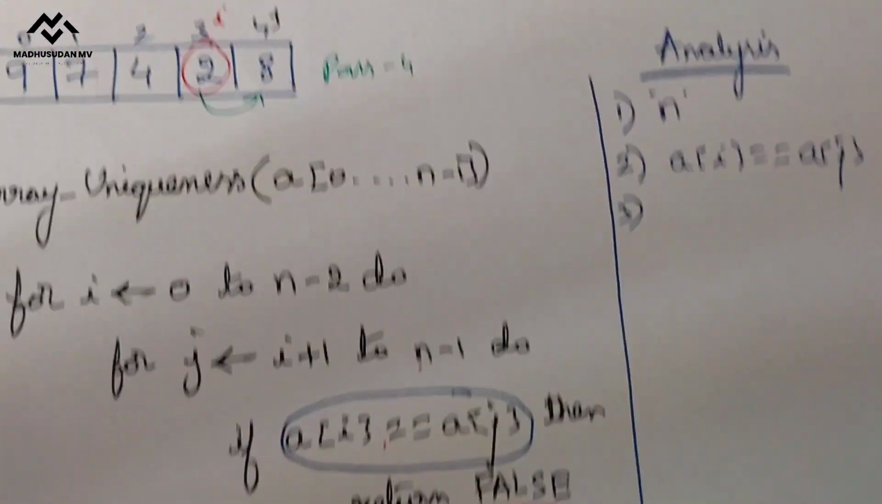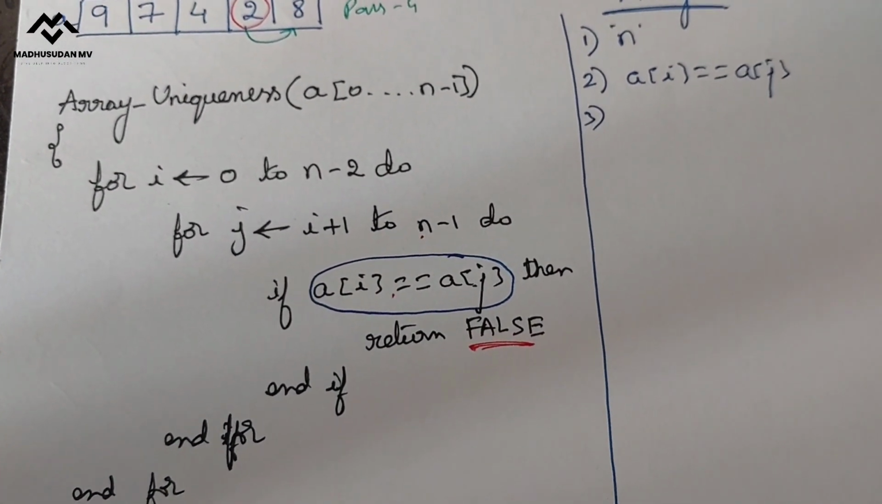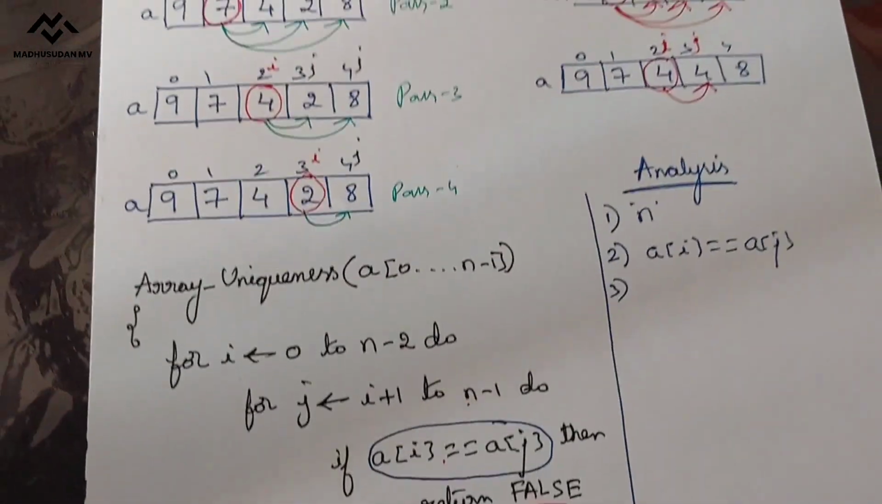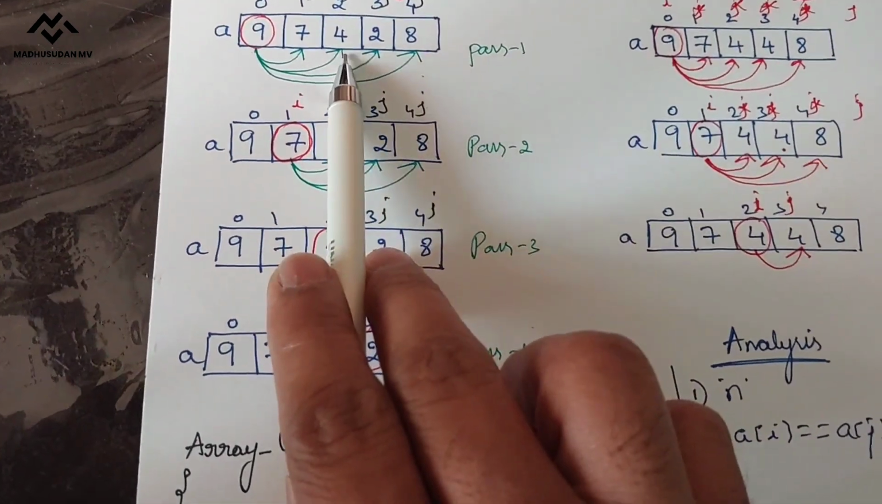What is the third step? Now we need to decide whether we need to find all the three cases or only the average case. So here, the number of times this basic operation is executing depends only on the problem size.